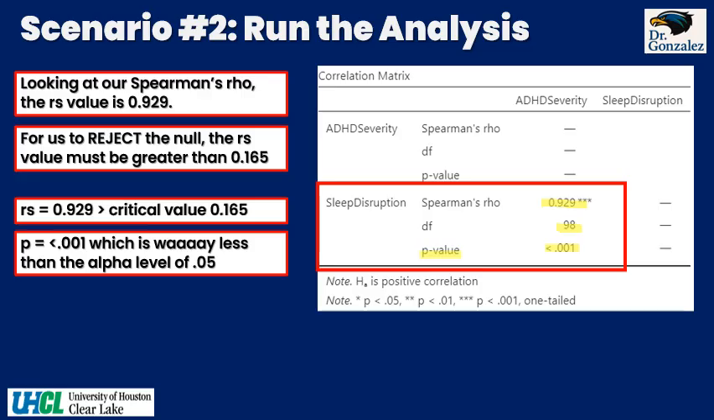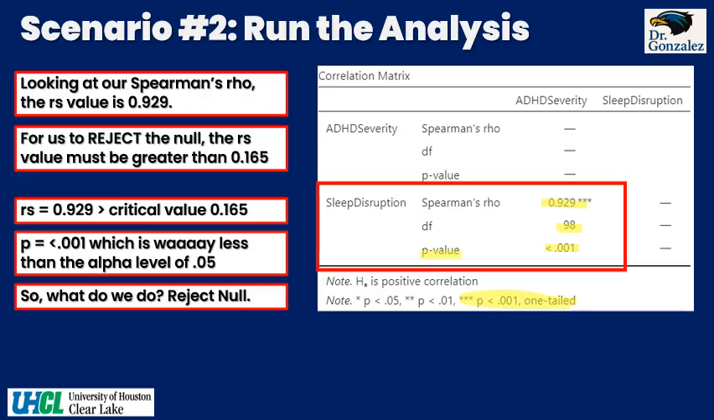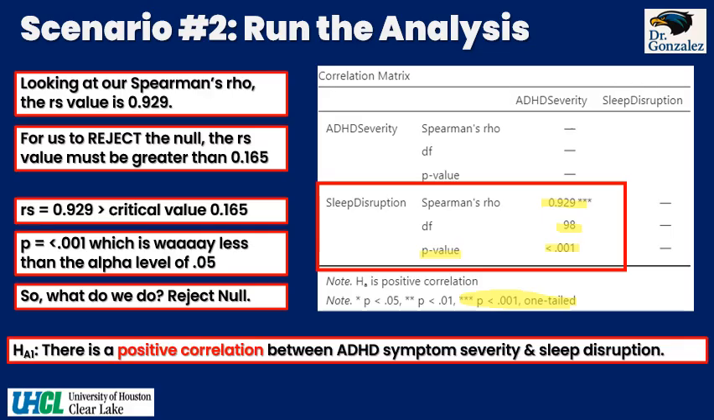So that at the 3 asterisks down here is one-tailed, and its p is less than 0.001. So we are going to reject the null. There is a positive correlation between ADHD symptom severity and sleep disruption. Okay, so we're going to add that to our list of decisions that we've made on the next slide.